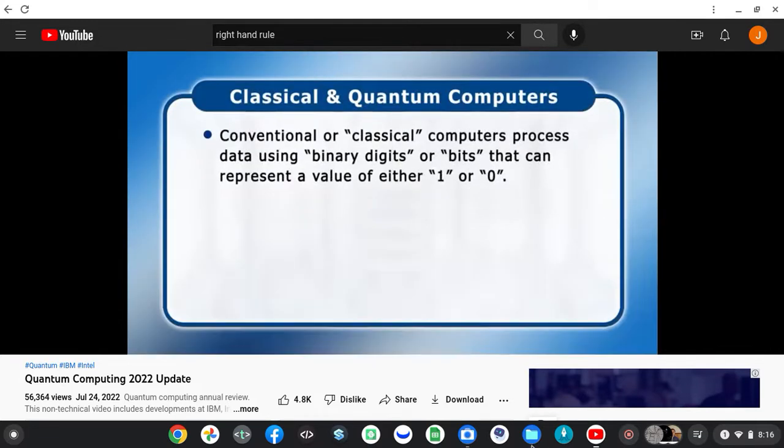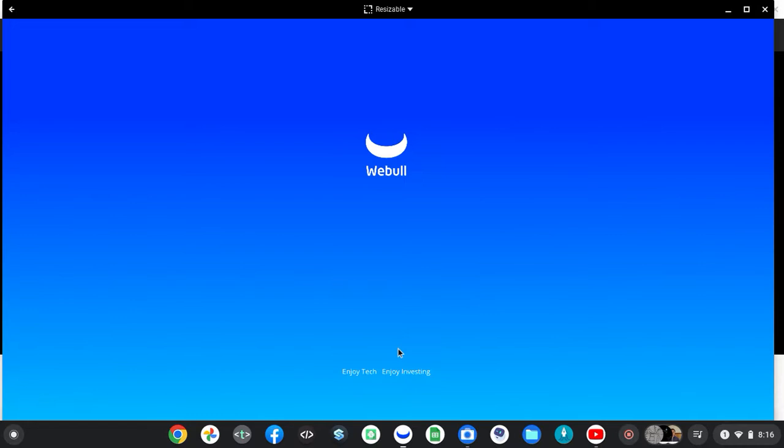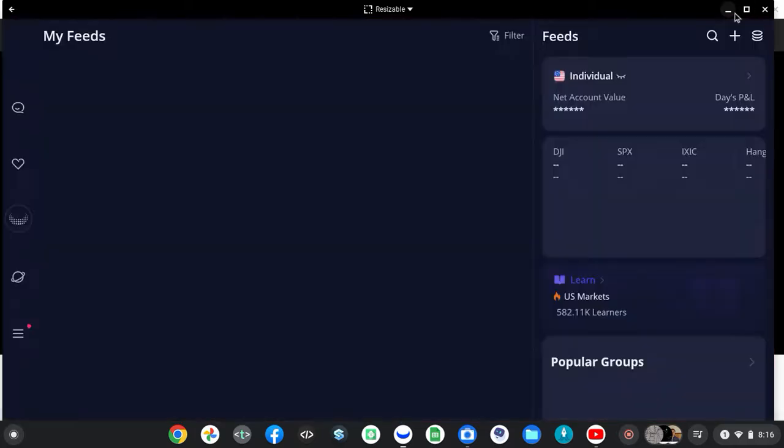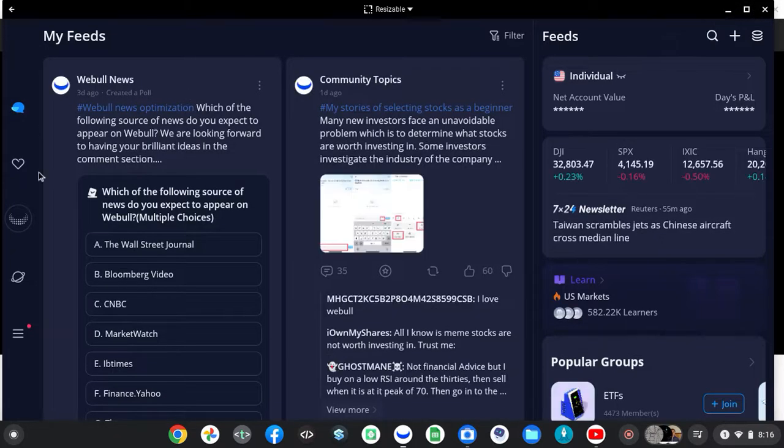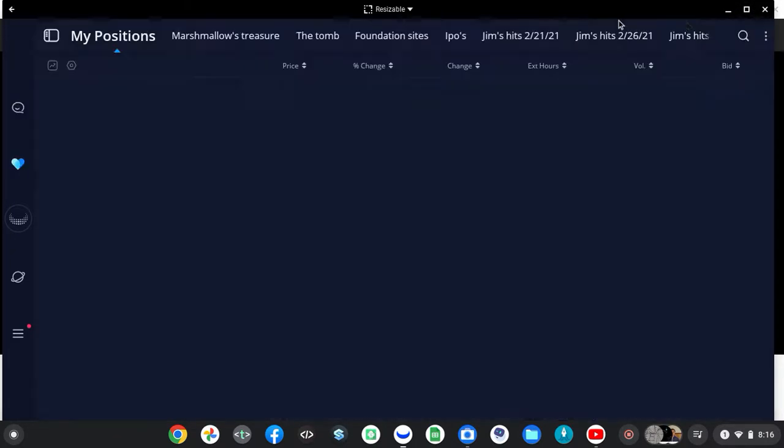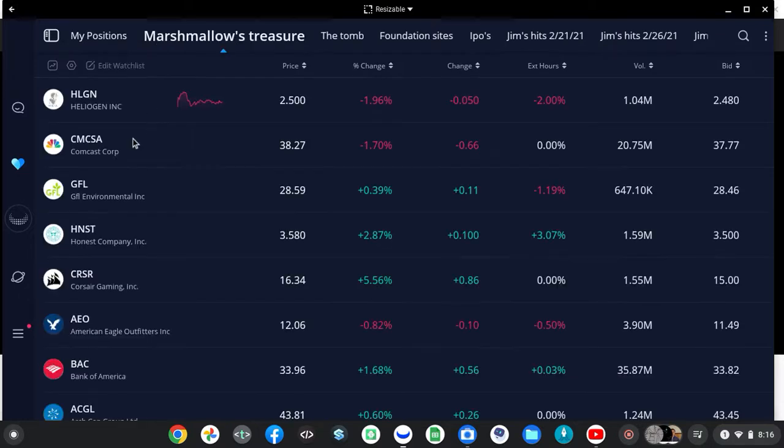Conventional or classical computers process data using binary digits or bits that can represent a value of either 1 or 0. In contrast, quantum computers process data using quantum bits or qubits. Due to a quantum mechanical phenomenon called superposition, qubits can exist in more than one state at exactly the same point in time. Bizarrely, this means that a qubit can have a value of both 1 and 0 simultaneously.